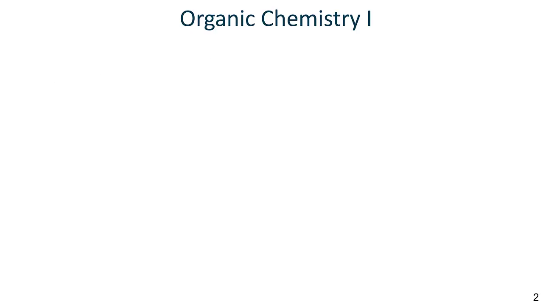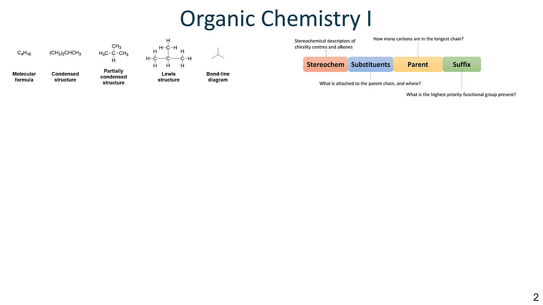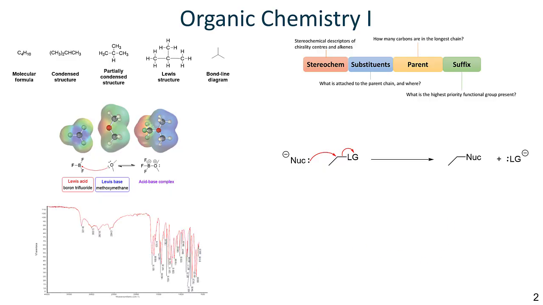In Organic 1, you learned the fundamentals of representing organic molecules, IUPAC nomenclature, curved arrow notation, also known as electron-pushing formalism for resonance and reactions, organic acids and bases, some reaction mechanisms including nucleophilic substitutions, additions, and eliminations, and IR and proton NMR spectroscopies.